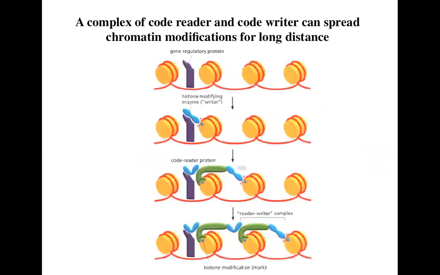If you can see our previous slides, we have studied that there are different types of reader-writer complexes. A gene regulatory protein that binds to any of the specific DNA regions can recruit certain other histone modifying enzymes like writers or readers, etc. And they can proceed with this modification on the chromatin. They can either change the chromatin from euchromatin to heterochromatin and silence the genes, or they can revert it from heterochromatin back to euchromatin, and then they can initiate the transcription process.